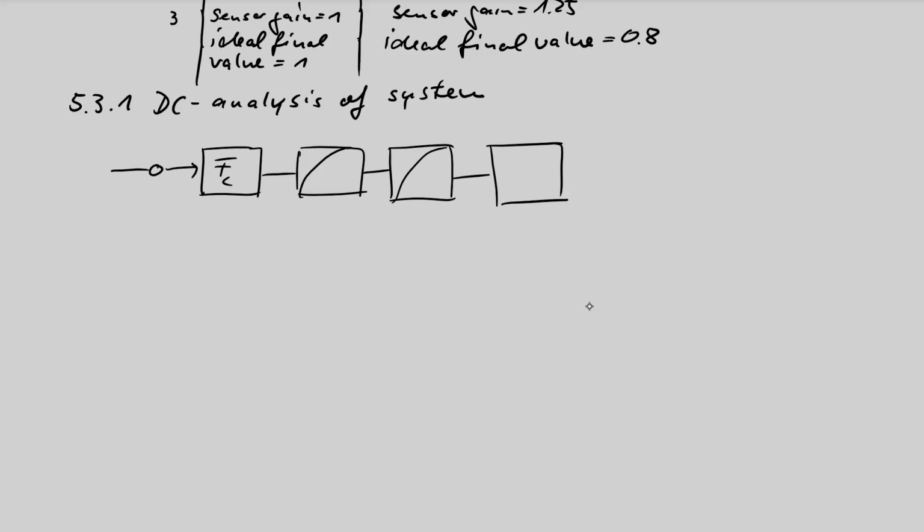Okay. The values come later. Then we have a possible disturbance here. I call this Z1. And then we have our integrator. And then we have a possible disturbance Z2.